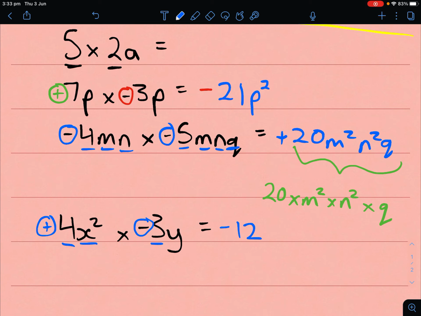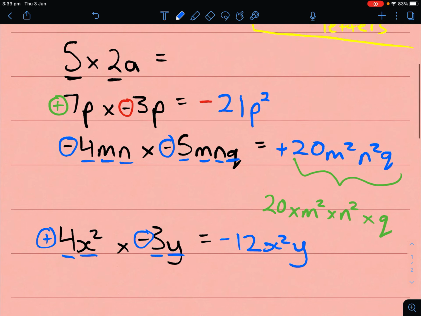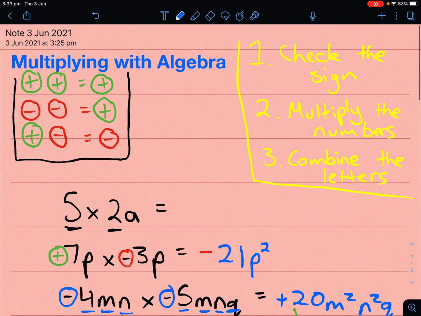Then we're going to combine any of the letters. So we've got an x squared. There's no other x's, so that goes on there. Then we've got a y. There's no other y's, so that just goes on there. And we get minus 12 x squared y. So that's it. When it comes to multiplying, check the sign, multiply the numbers, and combine the letters. And remember your rules.